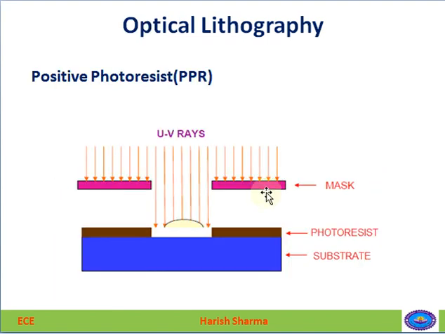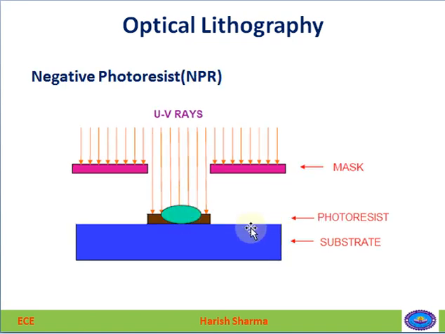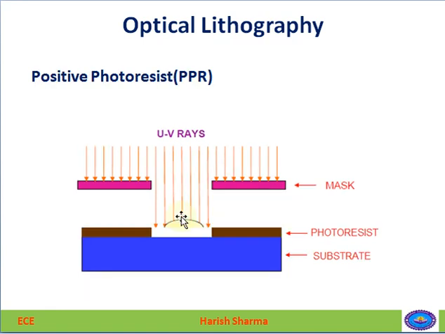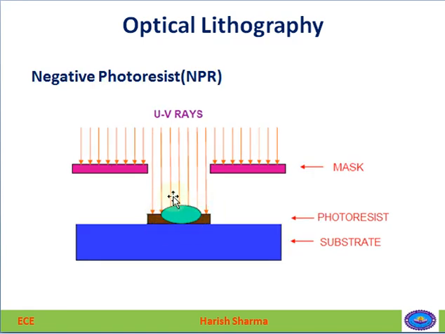This is optical lithography, where on the substrate there is initially a complete layer of photoresist, which is exposed with UV rays through the mask. This is the transparent portion of the mask, and this is the opaque portion. After developing in the solution, the exposed area is removed from the surface. And this is the negative photoresist, where again there is a complete layer of photoresist initially, exposed with UV rays through the mask. Here the exposed region is retained after developing. So in the case of positive photoresist, the exposed area is removed, and in the case of negative photoresist, the exposed region is retained.